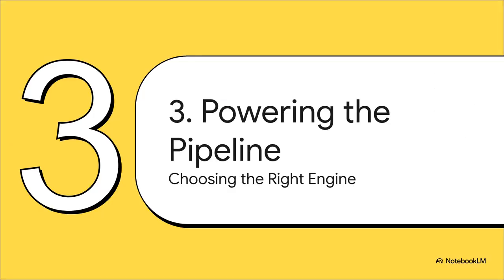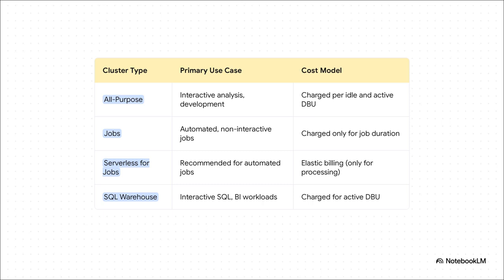Okay, so our automated assembly line is designed, but it needs an engine to make it go. In Databricks, that power comes from compute clusters. And believe me, choosing the right engine for the job is absolutely critical if you want to balance top-notch performance with a reasonable budget. And the logic is actually pretty straightforward. If you're doing interactive development, sure, you'll use an all-purpose cluster. But for our automated DLT pipelines, the smart move is a jobs cluster.